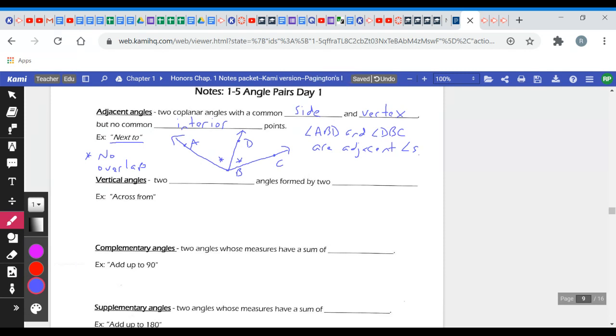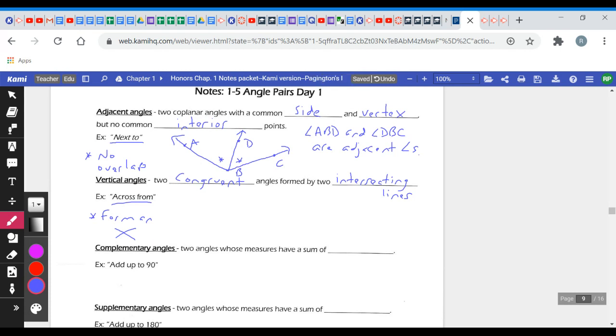Okay, on the next one, we have vertical angles. Vertical angles are two congruent angles. Vertical angles are always congruent to each other. So two congruent angles formed by two intersecting lines. You can see here I have the wording written across from. The other way I like to think about it is vertical angles form an X, if you want to add that as well. So they form an X.